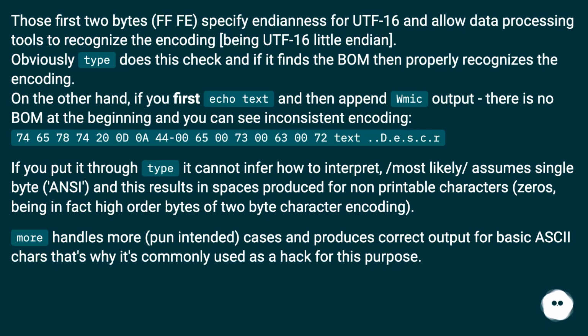On the other hand, if you first echo text and then append WMIC output, there is no BOM at the beginning and you can see inconsistent encoding. If you put it through type, it cannot infer how to interpret it, most likely assumes single byte ANSI, and this results in spaces produced for non-printable characters, zeros, being in fact high-order bytes of 2-byte character encoding. More handles more, pun intended, cases and produces correct output for basic ASCII chars. That's why it's commonly used as a hack for this purpose.